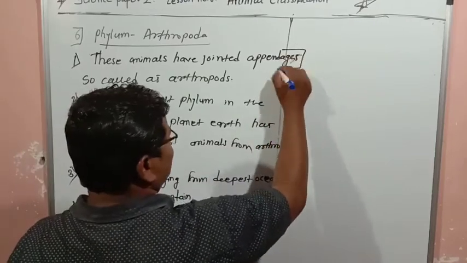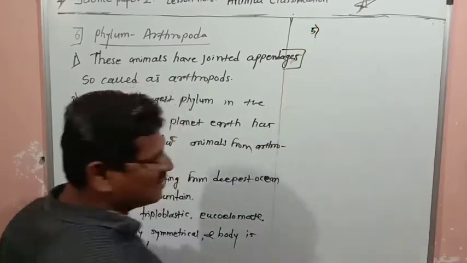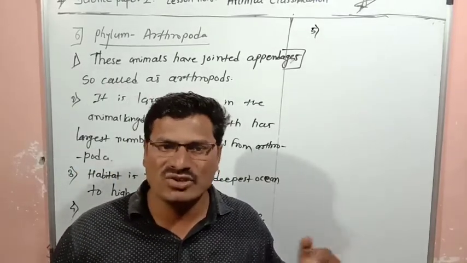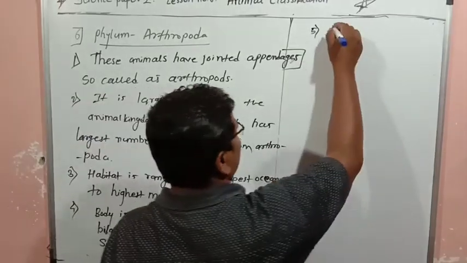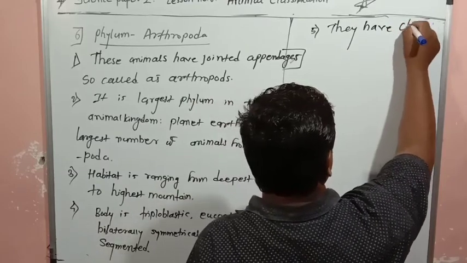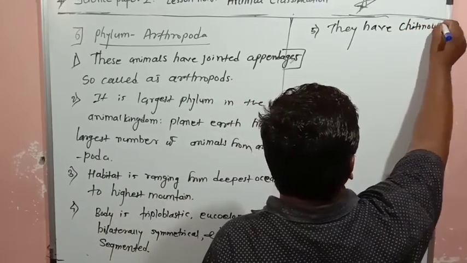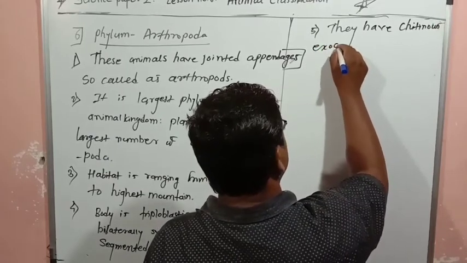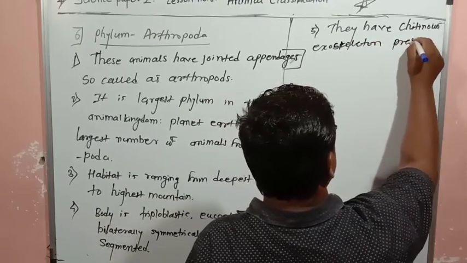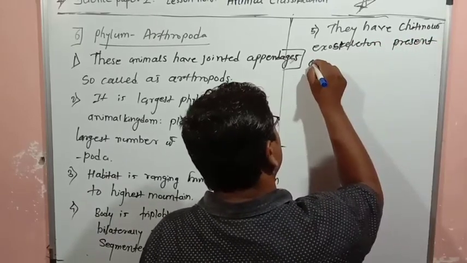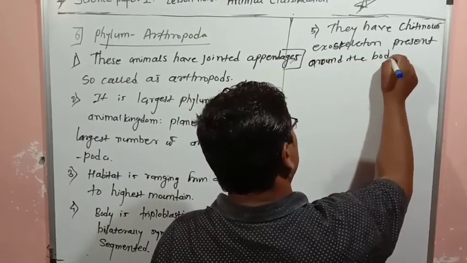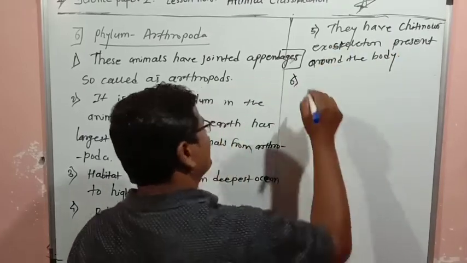Then we'll write the fifth characteristic. What is the fifth characteristic? They have a chitinous exoskeleton present around the body.